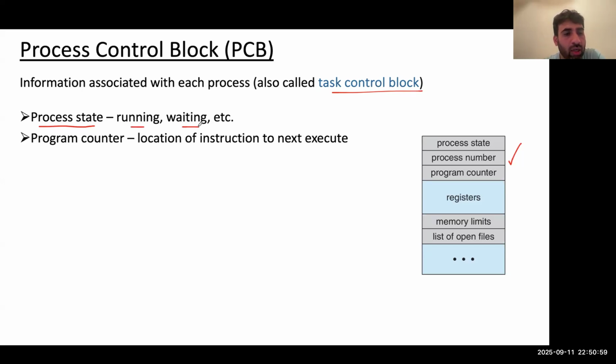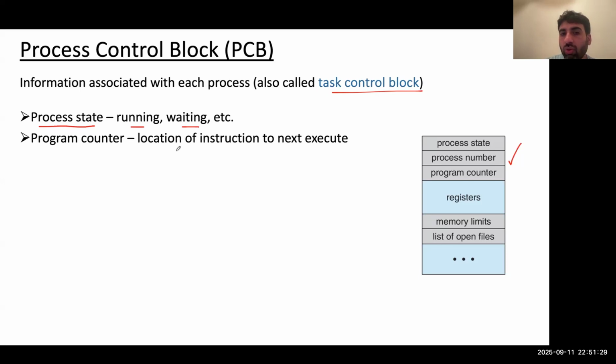Another piece of information saved in the process control block is the program counter, which tells us the location of the next instruction to execute. For example, if a process is interrupted, we need to save its program counter. Where do we save it? We put the value of its program counter in this structure, and then save the structure in memory.